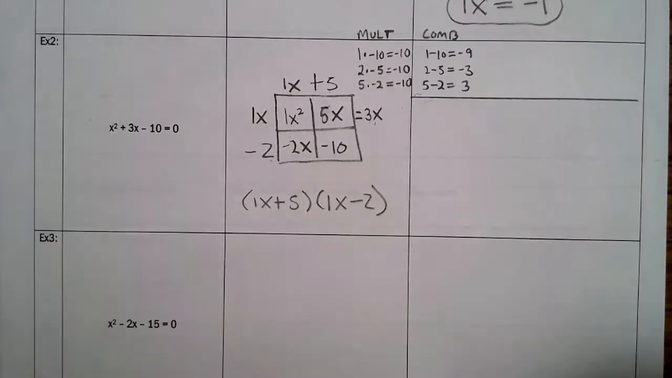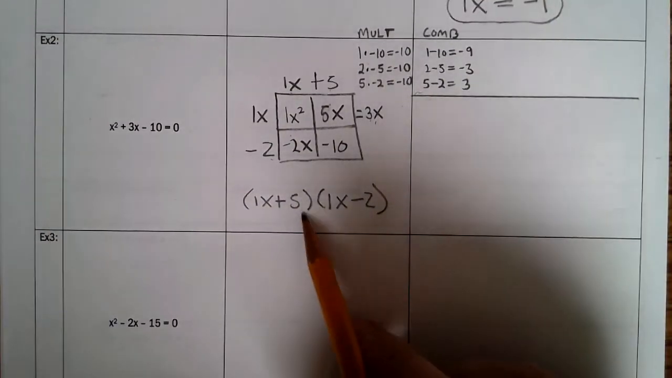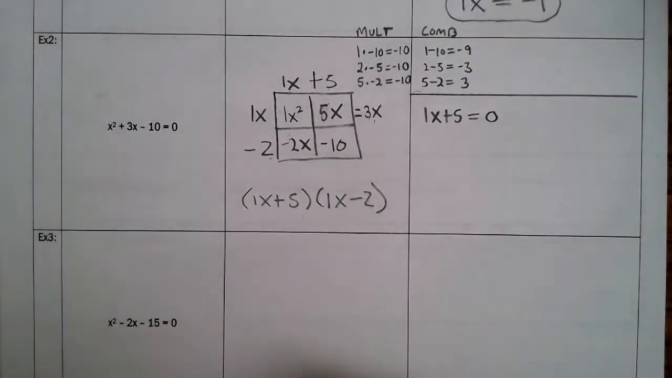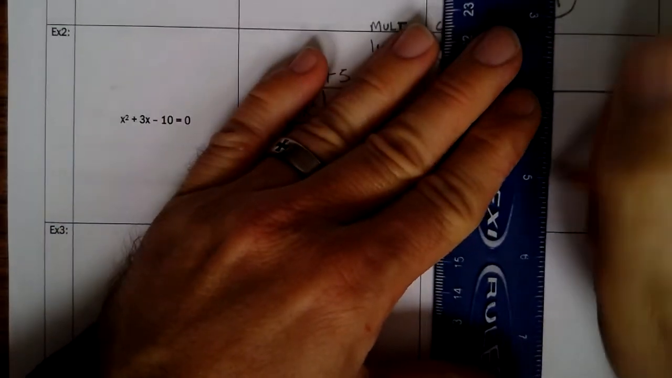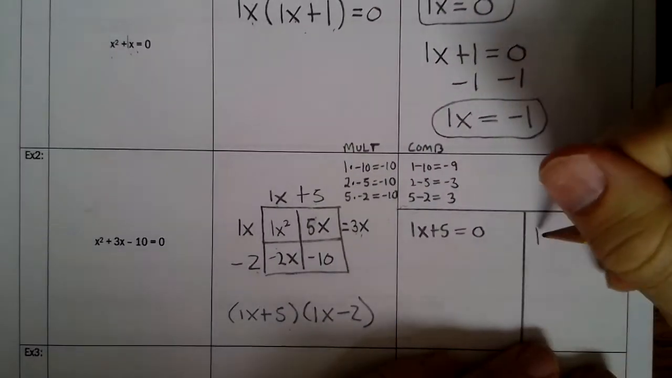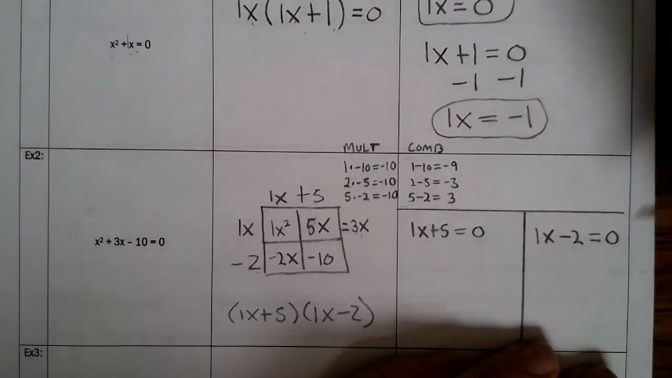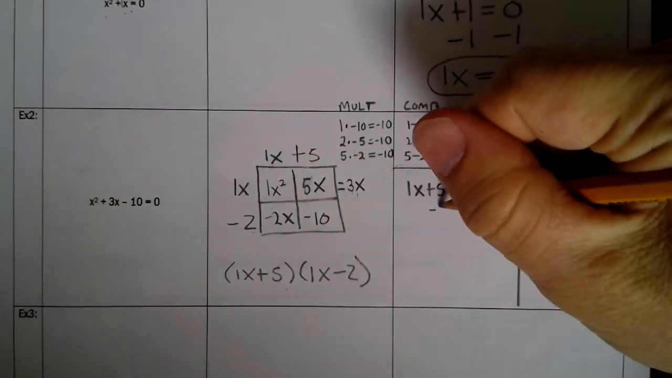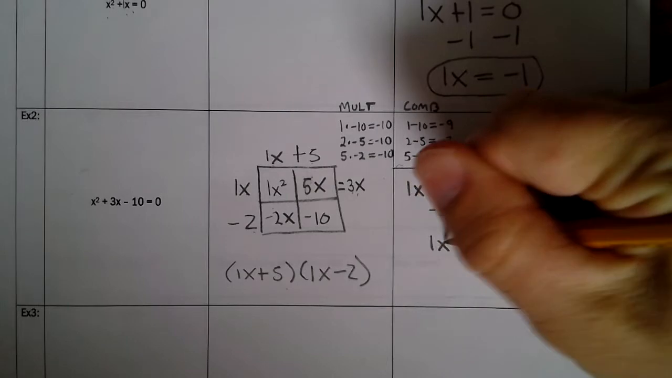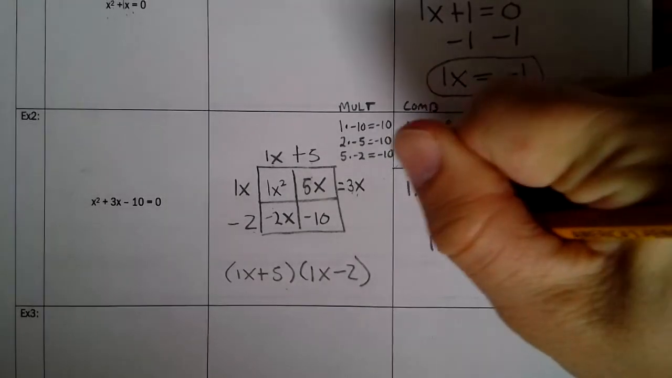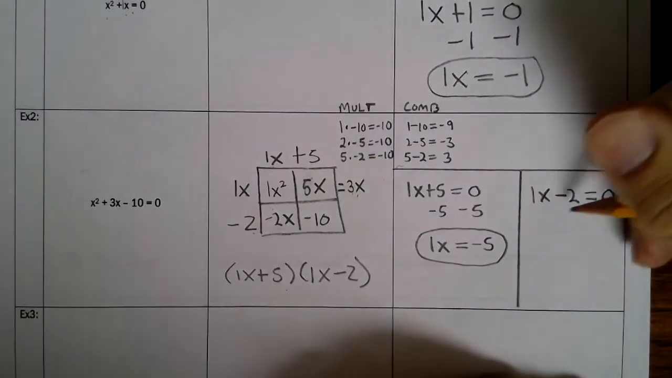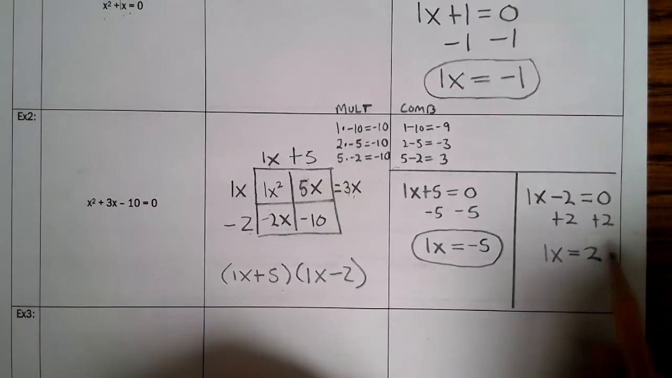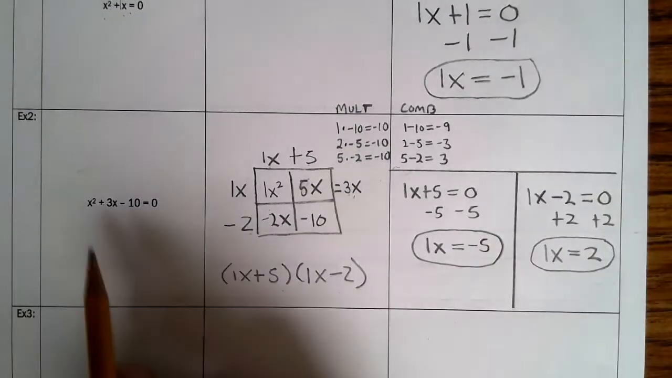Now, to find the roots, we set each of these equal to 0. So 1x plus 5 equal to 0. And 1x minus 2 equal to 0. And we solve. So here we subtract 5 from both sides. So 1x equals negative 5. And here we add 2 to both sides. So 1x equals 2. Now we know there's 2 roots because the highest power is 2. Okay?